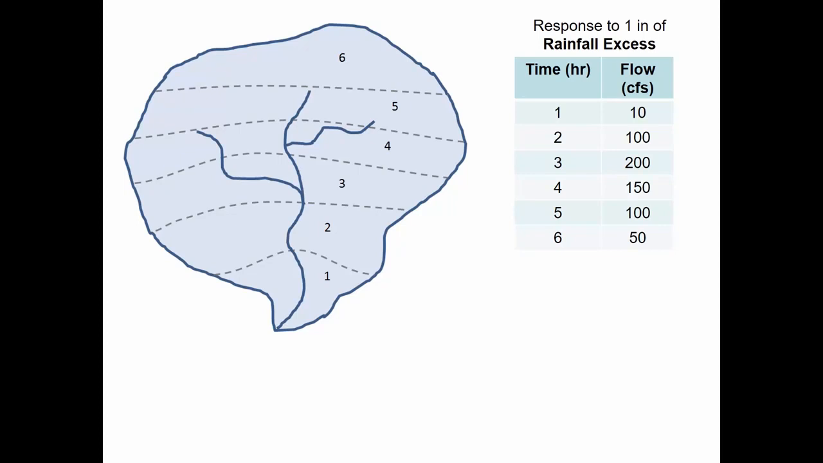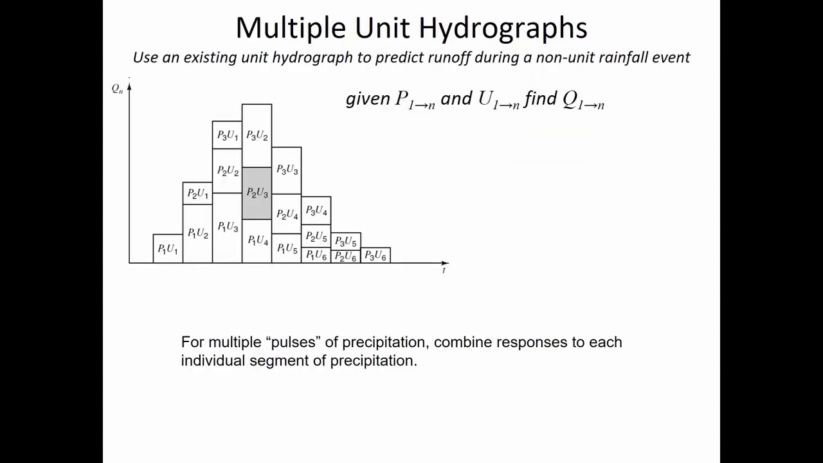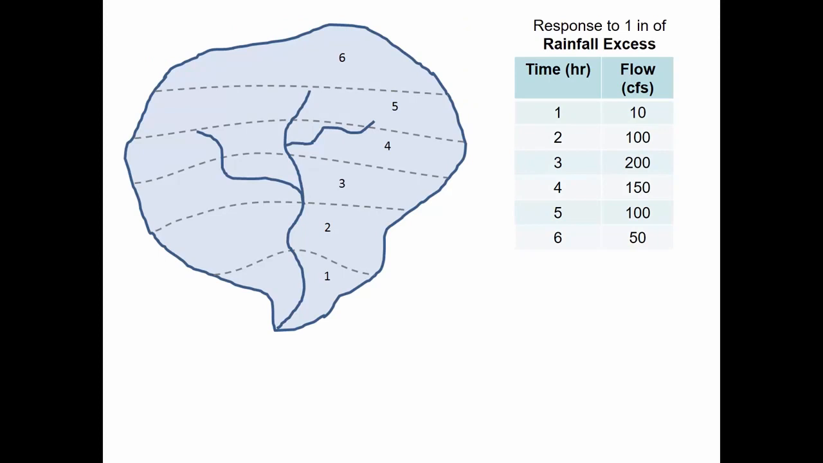This diagram shows the watershed. This figure is showing the calculations you'd use to find the runoff. So let's look at the watershed first. Inside this watershed, if there was 1 inch of rainfall excess, this is the hydrograph that we'd see. So this is the unit hydrograph, this table on the right.